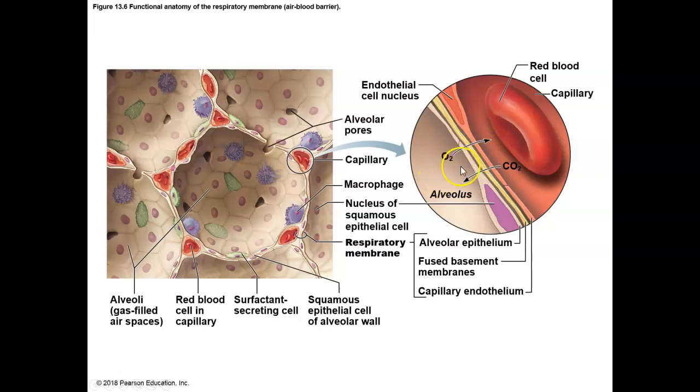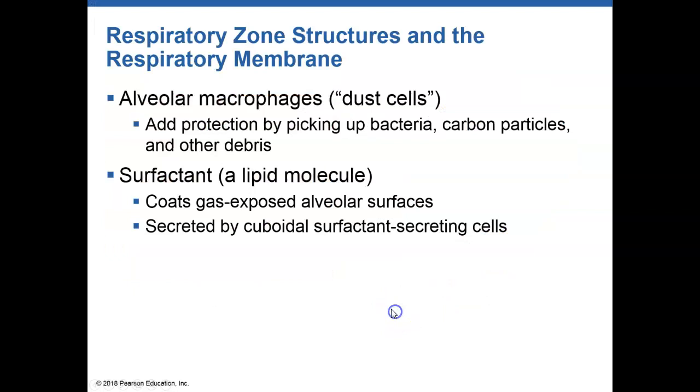And gases exchange associated with the different amounts on each side. So if you have more oxygen in the alveoli, oxygen diffuses into the blood. If you have more carbon dioxide in the blood, it's going to diffuse out, but also associated with pressure differences, which we'll talk about in a little bit.